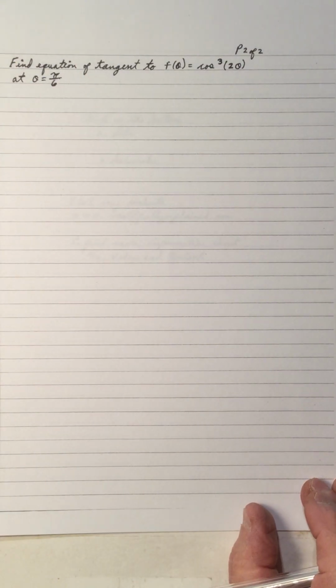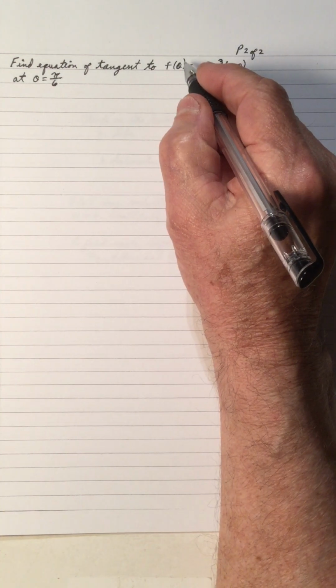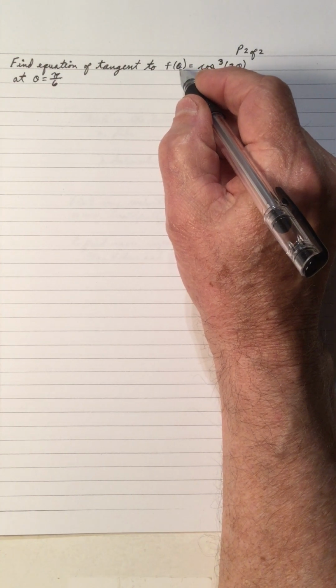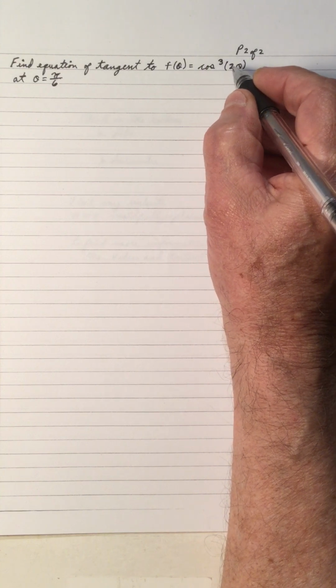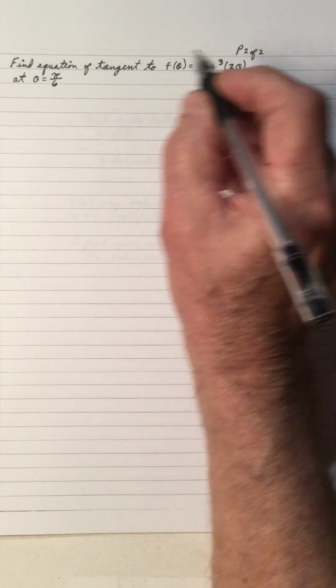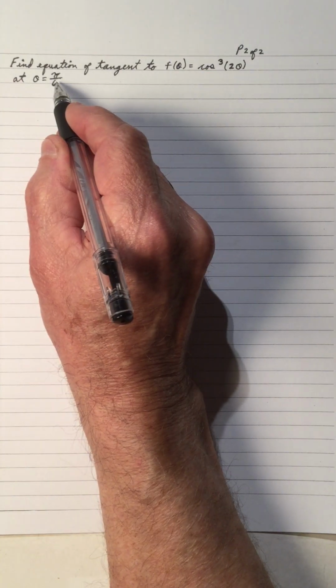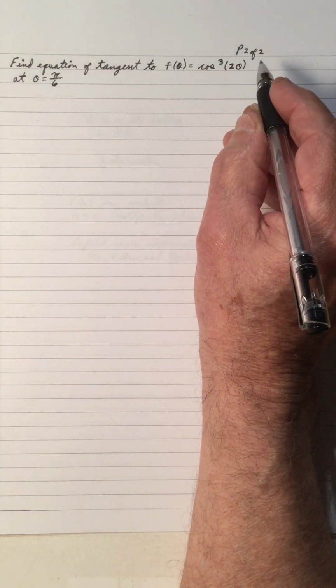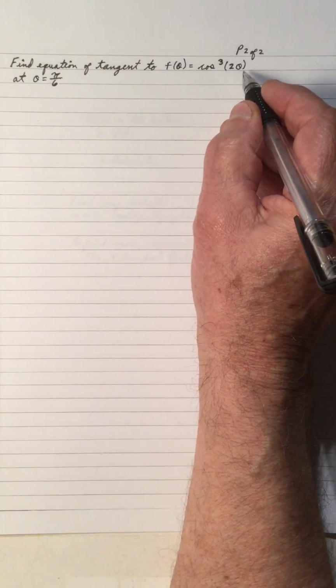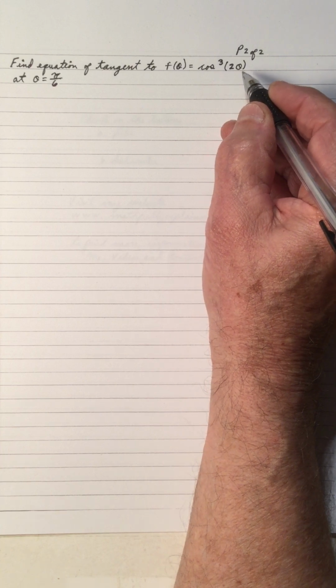Find the equation of a tangent to f of theta equals cos cubed of 2 theta at theta is pi over 6. So we have pi over 6. So we need to find the equation of a tangent.